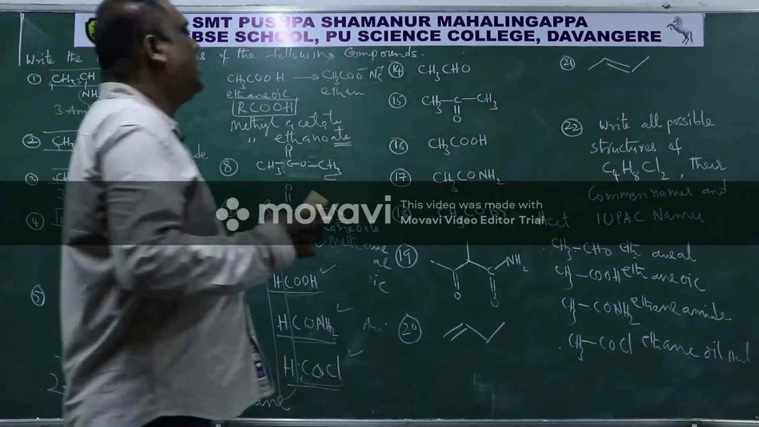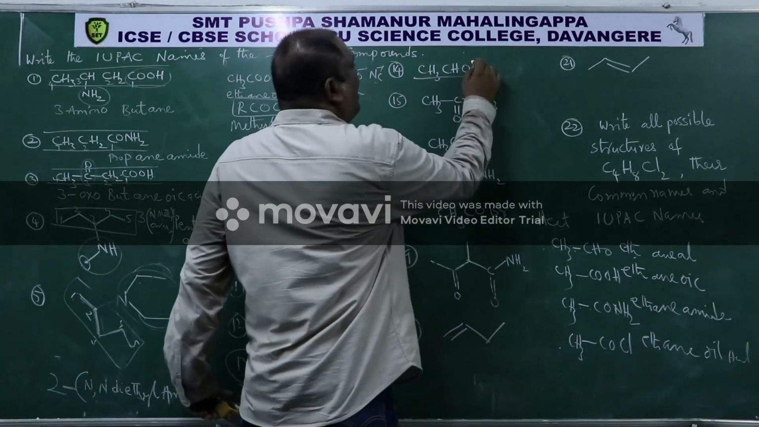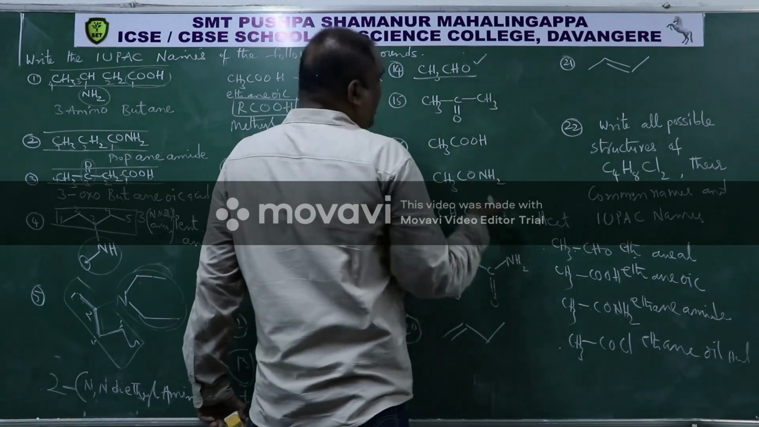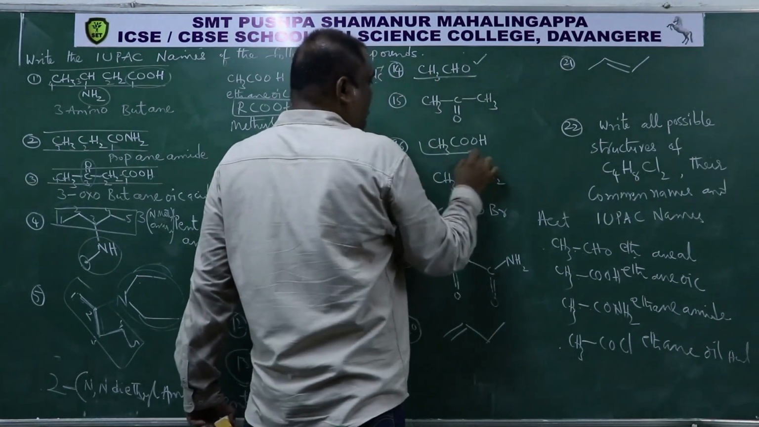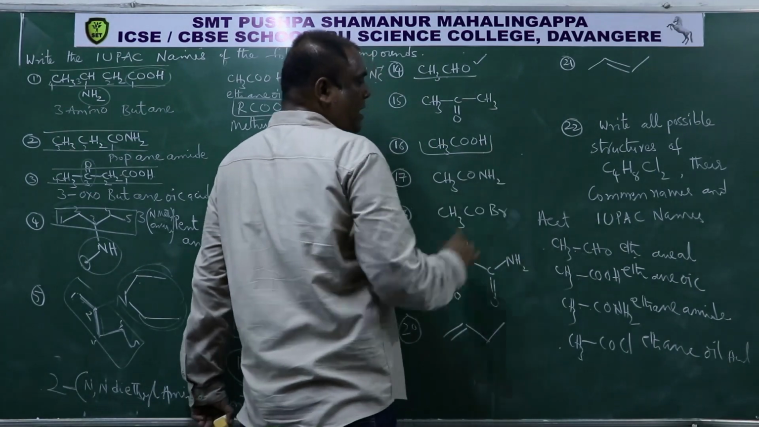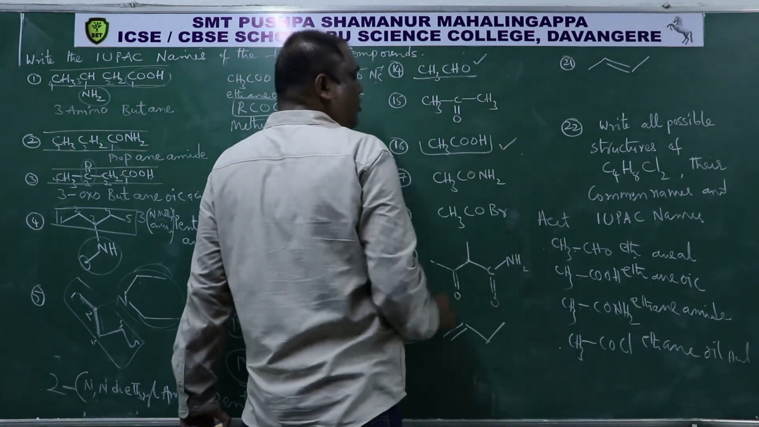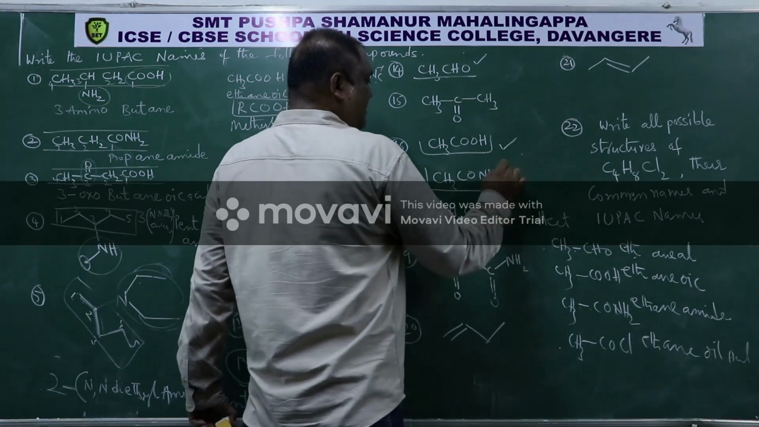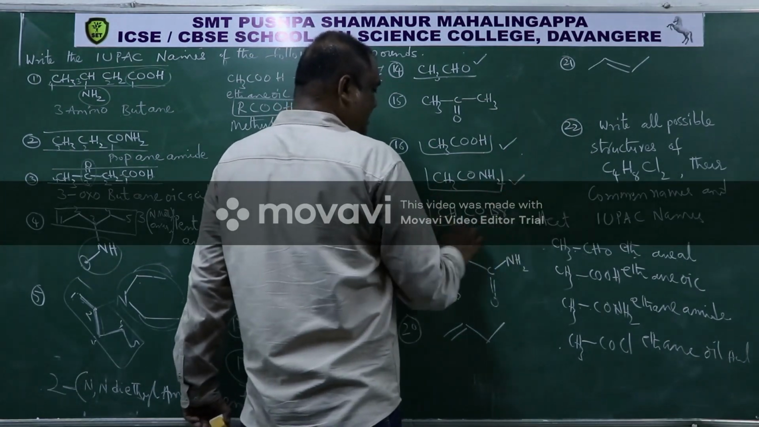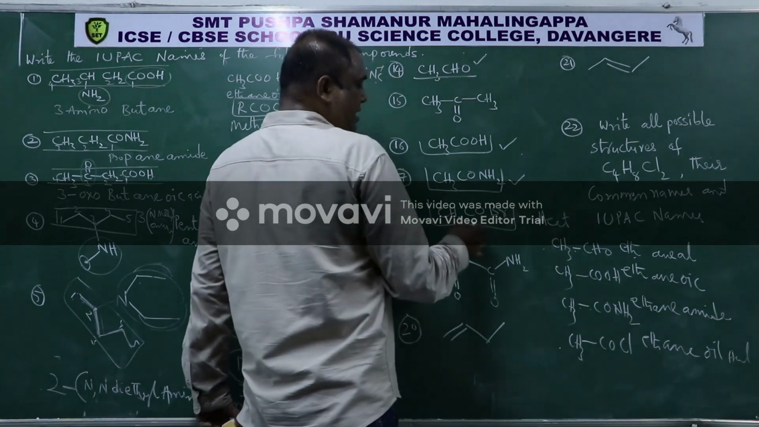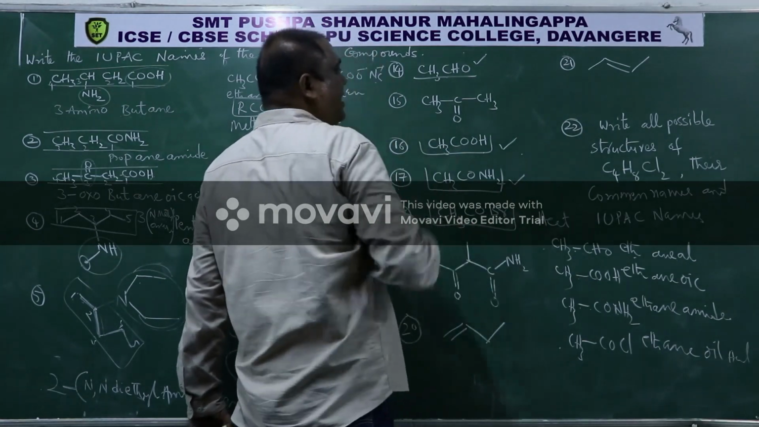So here now, already I told, acetaldehyde, and IUPAC name is ethanal. Already I told, acetic acid, IUPAC name is ethanoic acid. This is acetamide. IUPAC name is ethanamide. This is acetyl bromide. IUPAC name is ethanoyl bromide.